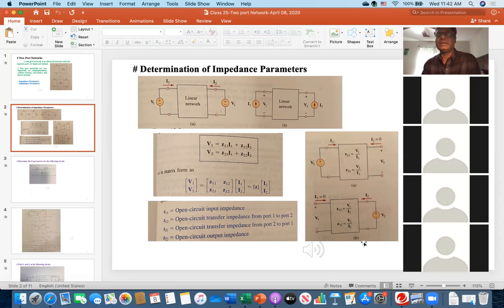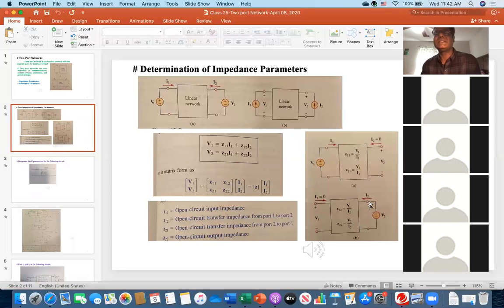Similarly, look at the bottom figure, figure B. In this case, on the right side, there is a voltage source. Accordingly, current I2 is entering, but I have kept open the left side port. This means the I1 current is 0. So therefore, again, go back to those equations, V1, V2. This time you make I1 0. So if you make I1 0, what would you get? You would get Z12 equal to V1 over I2. And Z22 from this equation is V2 over I2.